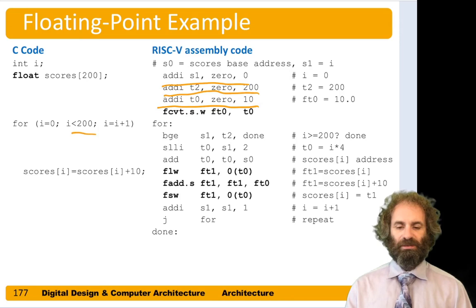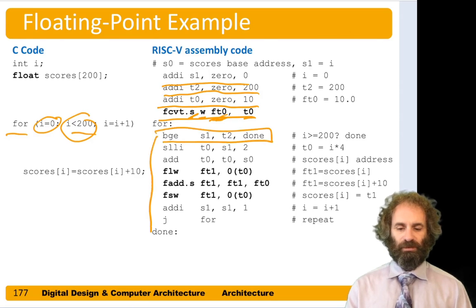But this 10 now needs to be a floating point number. So we'll do a convert from integer, W type, to single precision to convert the 10 in T0 into a floating point number 10. Now we have our for loop. We've already done the initialization. We need to do the comparison. So if I is greater than or equal to 200, we are done. We go down here. Otherwise, we do the body.